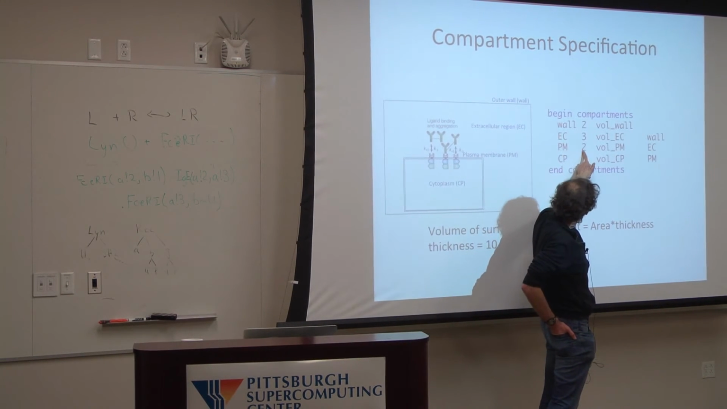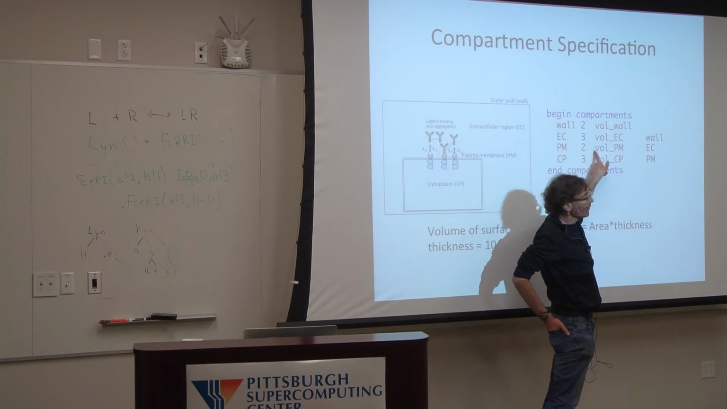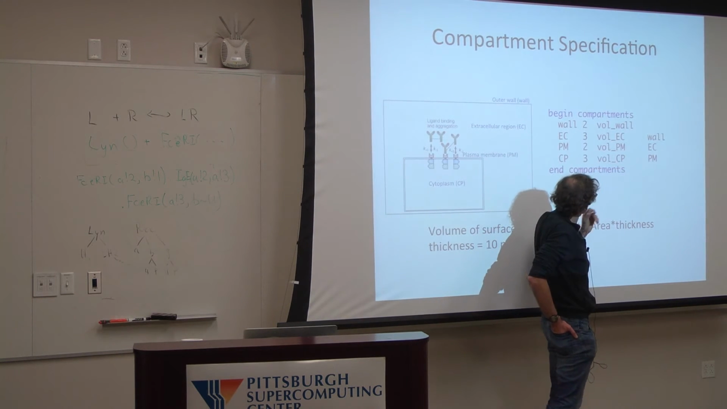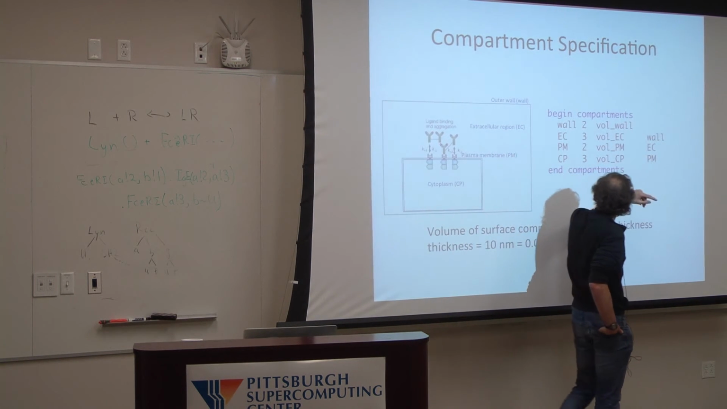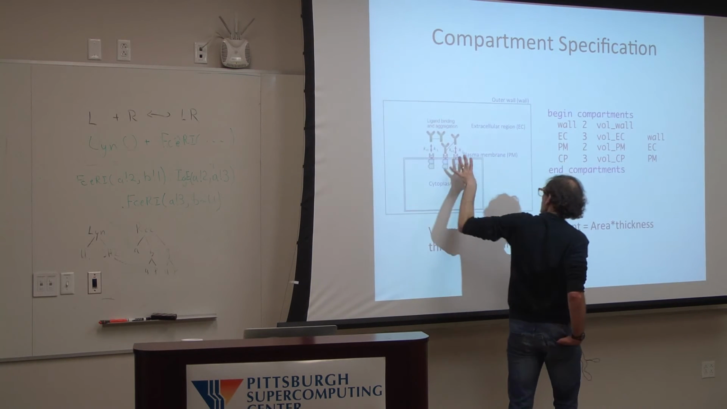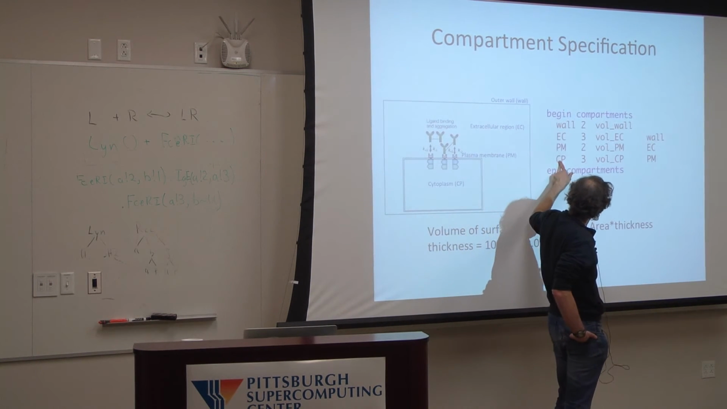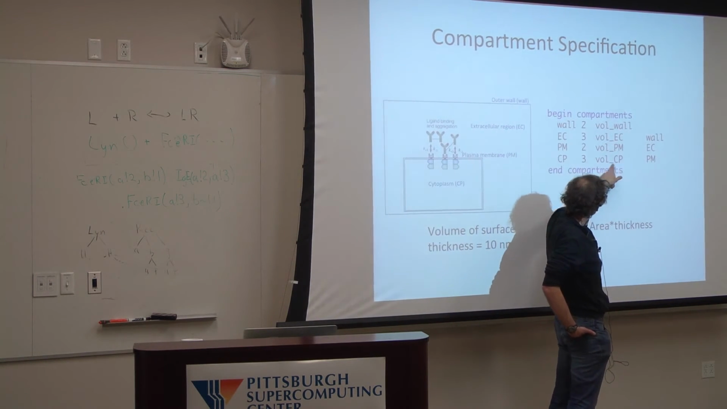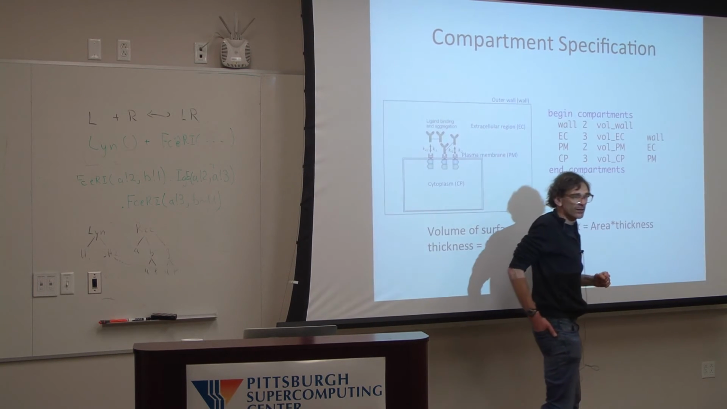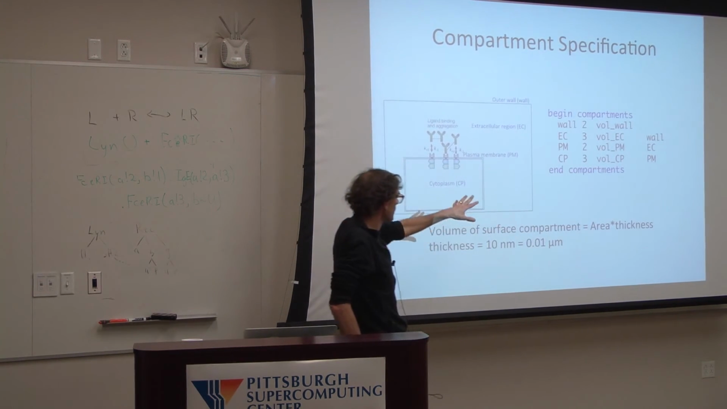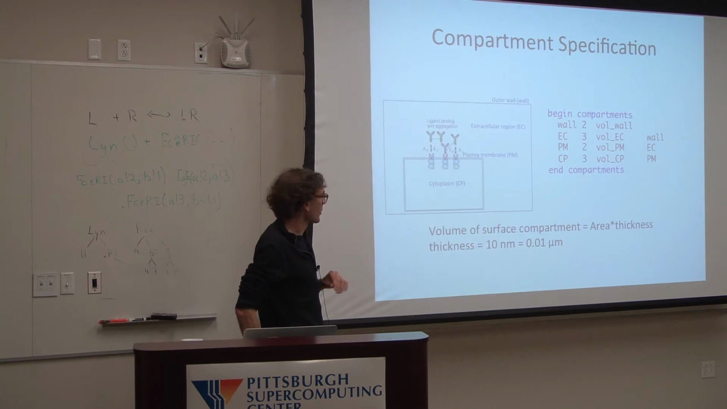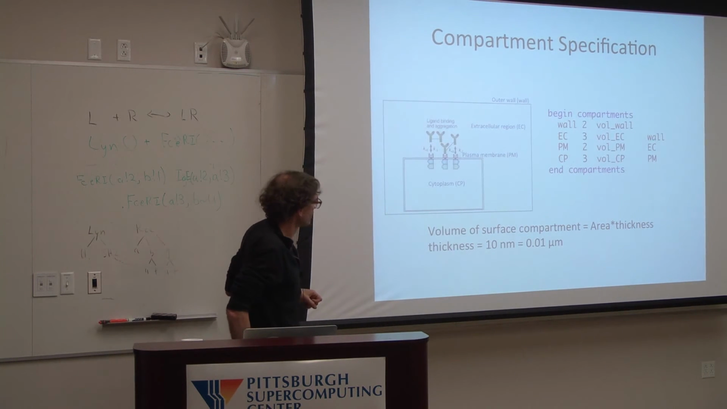So it's a two-dimensional compartment. It also has a volume, and I'll say something about that in just a sec. The extracellular is what contains it, and so forth. And then the lowest compartment in our tree is the cytoplasm. It has a volume, and it's contained by the plasma membrane. So this is how we can generally specify compartment topologies in BioNetGen.